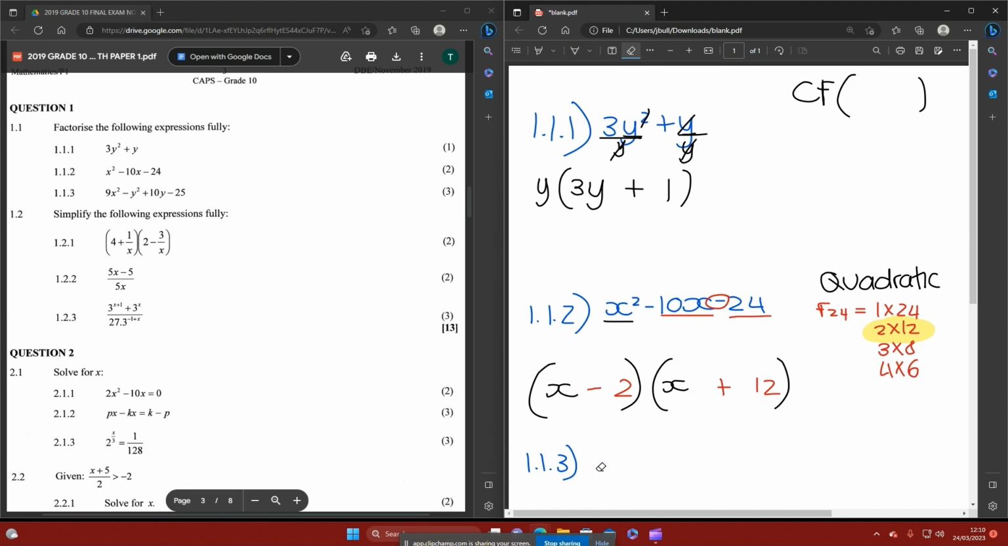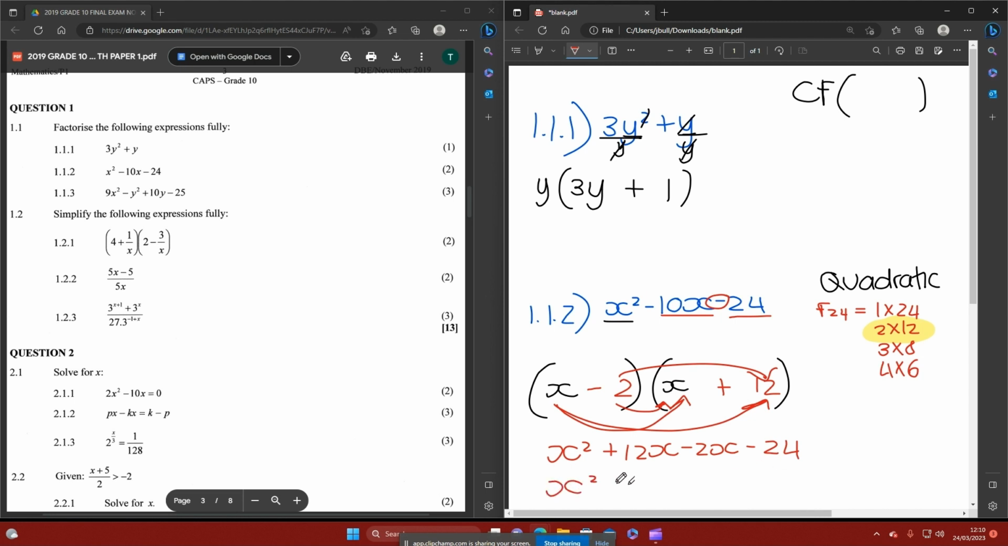Okay, so always the opposite of factorizing is expanding. So if we can expand and get the same answer, we know the signs are in the right place. So x times x is x squared. x times 12 is 12x. Minus 2 times x is minus 2x. And minus 2 times 12 is going to be minus 24. We can simplify a little bit, so that's going to give us x squared, 12x take away 2x is positive 10x, minus 24. Okay, now we can see we don't get exactly the same expression. We wanted to have minus 10x, but here we've got positive 10x.